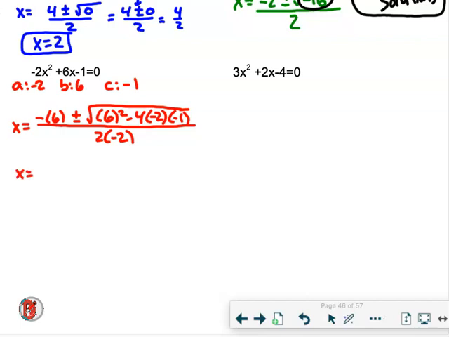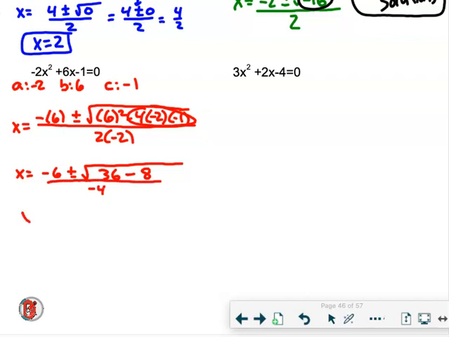Next step, x is equal to -6 plus or minus the square root. 6 squared is 36. We have -4 times -2 times -1. Right here, this is 3 negatives in a row. A negative times a negative times a negative will be negative. Okay, so we have that part. Then 4 times 2 times 1 is 8 times 1, which is 8. All of this is over 2 times -2, which is -4.